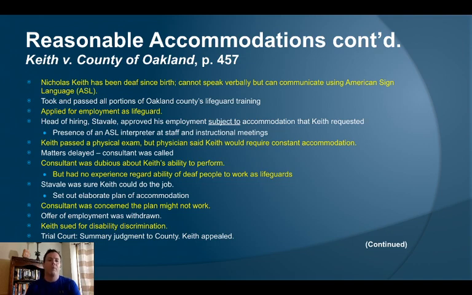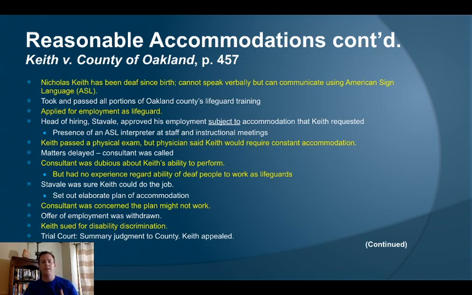So this is a man who's applying to be a lifeguard for the County of Oakland for one of their public swimming pools. He has been deaf, unable to hear, since he was born. So he's never really become very verbal because he's never heard himself speak. He's never heard any other sounds. And he communicates using American Sign Language.